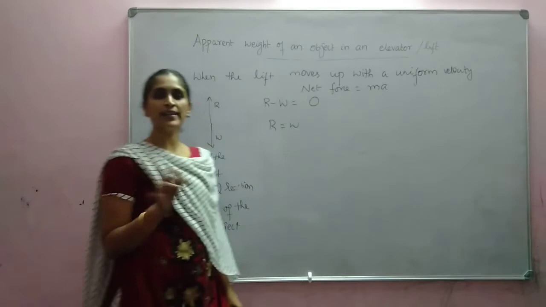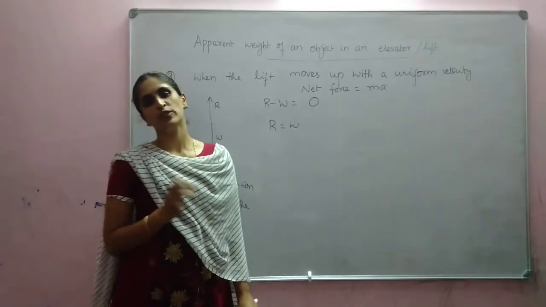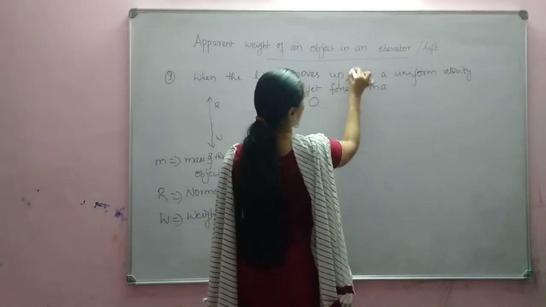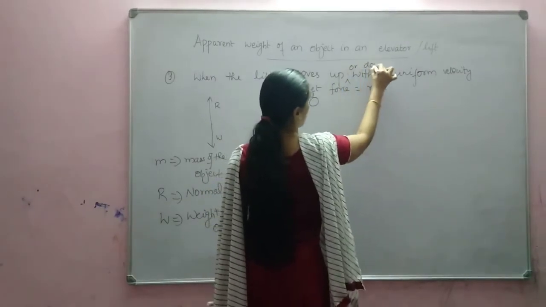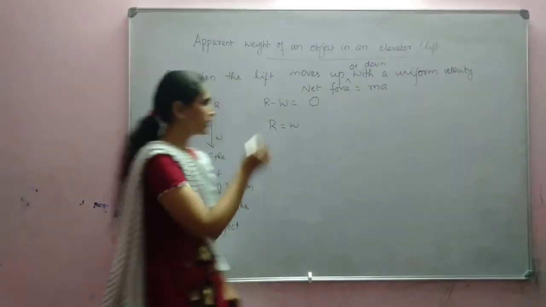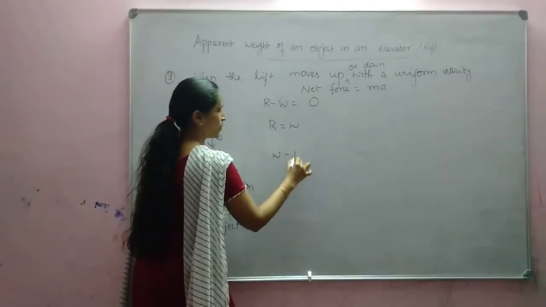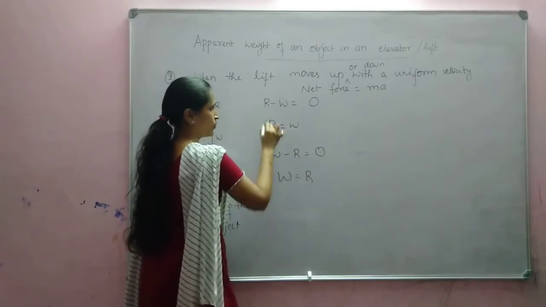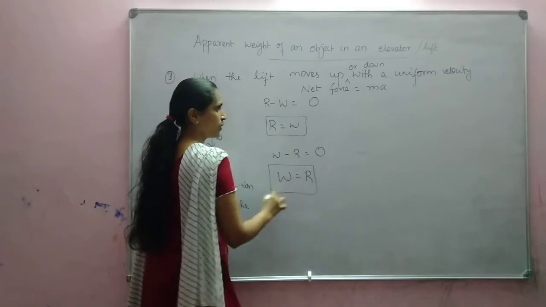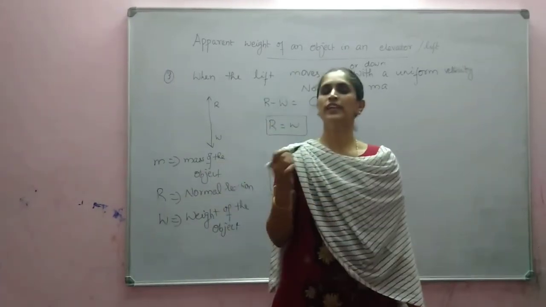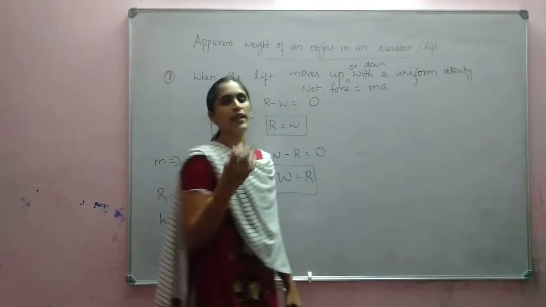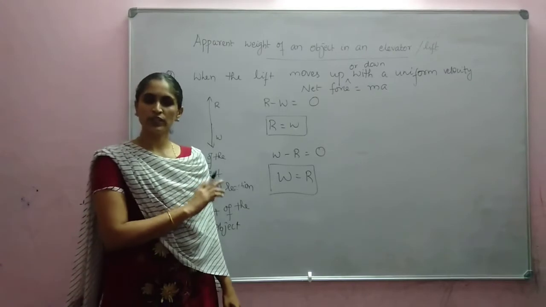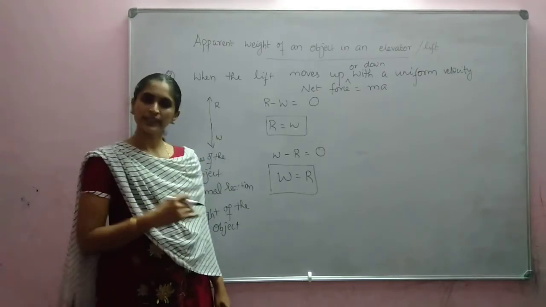This is the same case if the lift is coming downward with uniform velocity. Up or down. In the downward case, we write W minus R is equal to 0, so W is equal to R. So in both cases, R is equal to W if the lift is moving with uniform velocity, either in upward or downward direction. In that case, normal reaction will be equal to weight. In all other cases, there will be a difference.